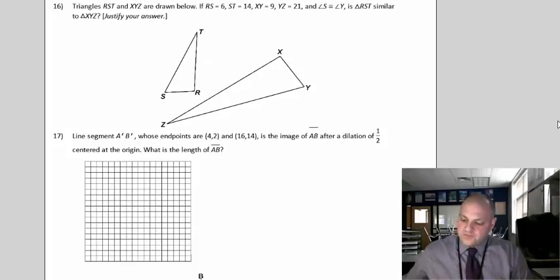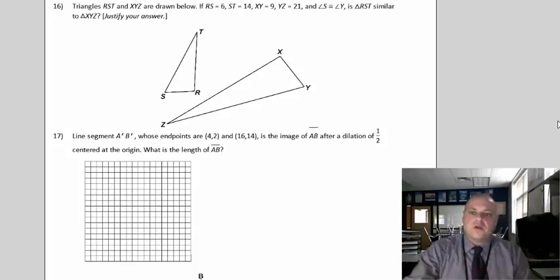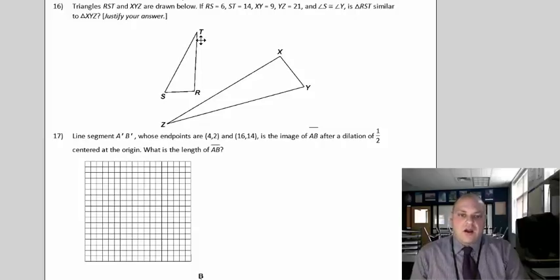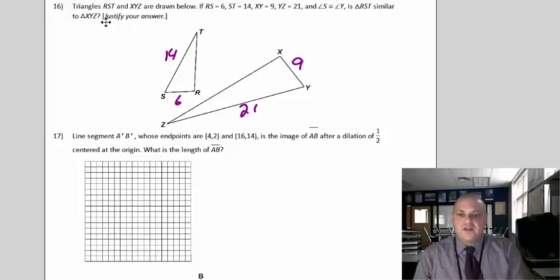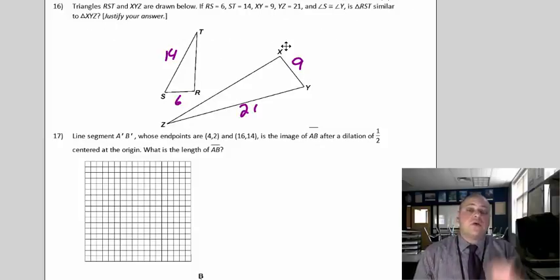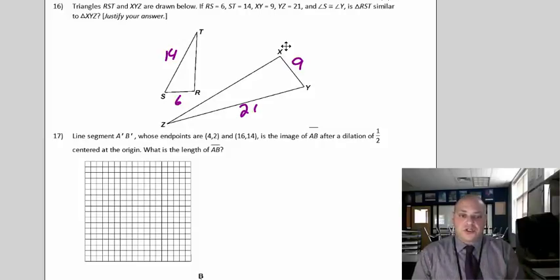So for this one, they're drawn to scale. RS is 6. All right, ST is 14. XY is 9. And YZ is 21. All right, it looks like we have similar triangles. Or they're asking you if they're similar. Well, they'll be similar if the sides are proportional. Okay, so we got to see what's going on here.